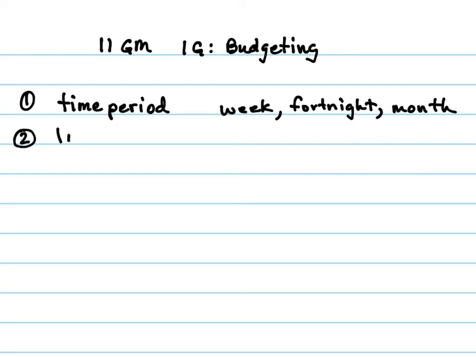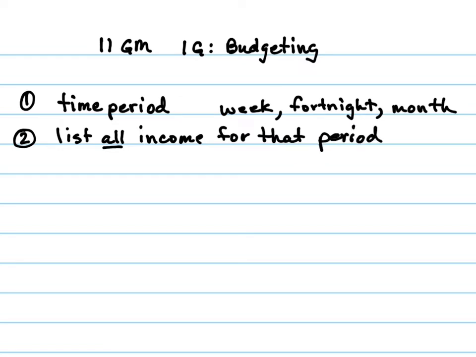Second, you're going to list all income for that period. So again, if you get paid fortnightly and you decide to make a fortnightly budget, then any income you have from that fortnightly period you would list here.